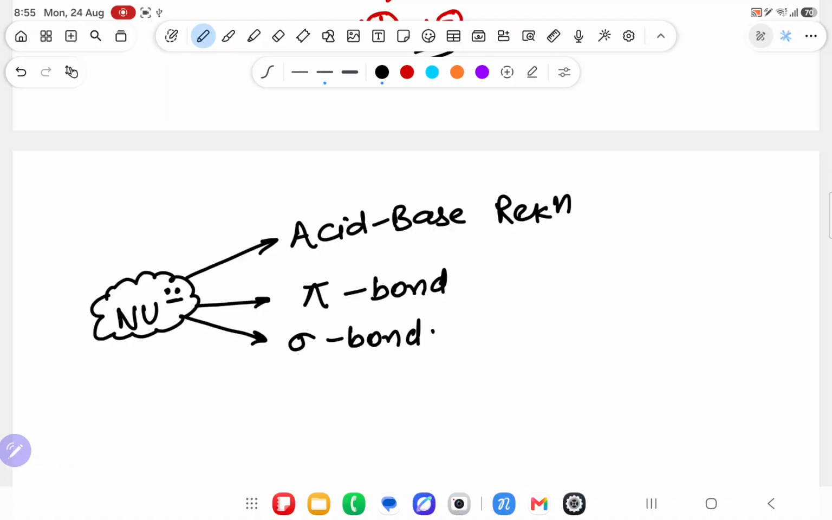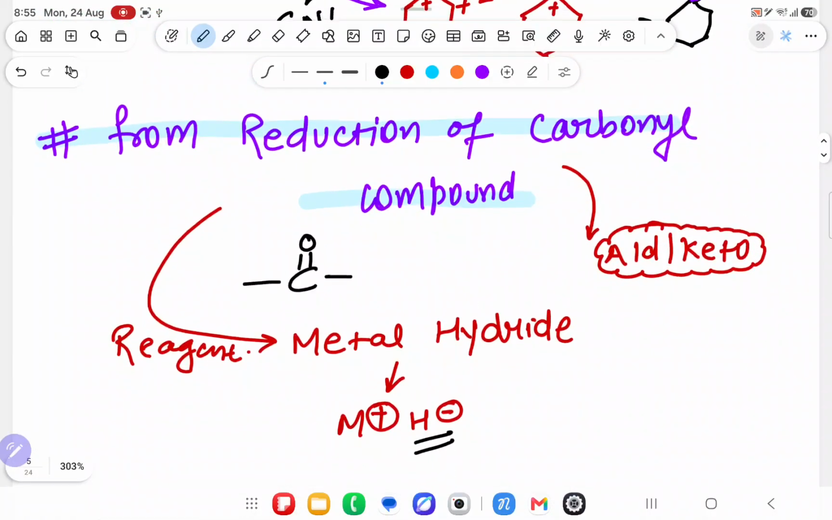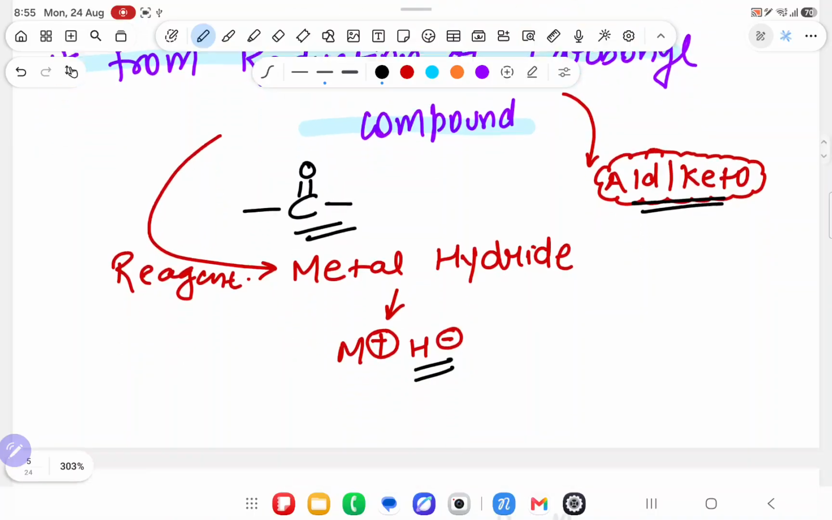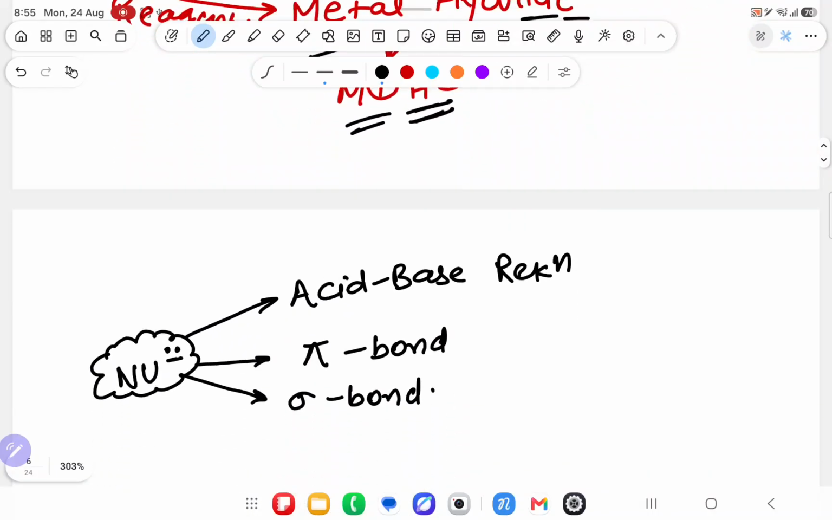Understanding the point, any nucleophile H minus is there. First of all, reduction of carbonyl compound, especially carbonyl compound is C double bond O. Especially for aldehyde and ketone, we will take the reagent metal hydride, M plus H minus.